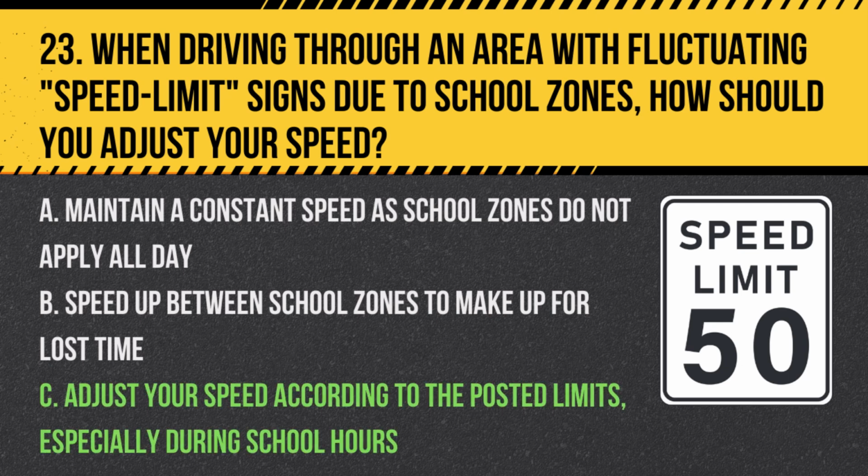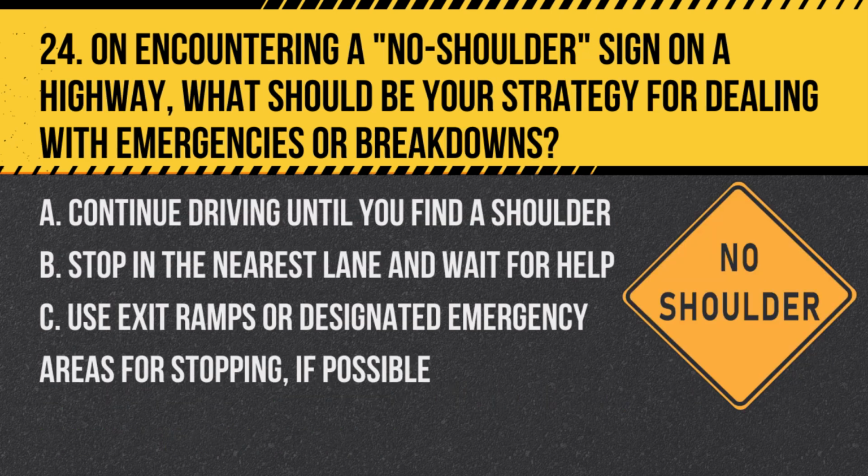Answer: C. Adjust your speed according to the posted limits, especially during school hours. School zones have fluctuating speed limit signs to ensure the safety of children. It's crucial to adjust your speed as required by these signs, particularly during the hours when children are arriving at or leaving school. Question 24. On encountering a no-shoulder sign on a highway, what should be your strategy for dealing with emergencies or breakdowns?